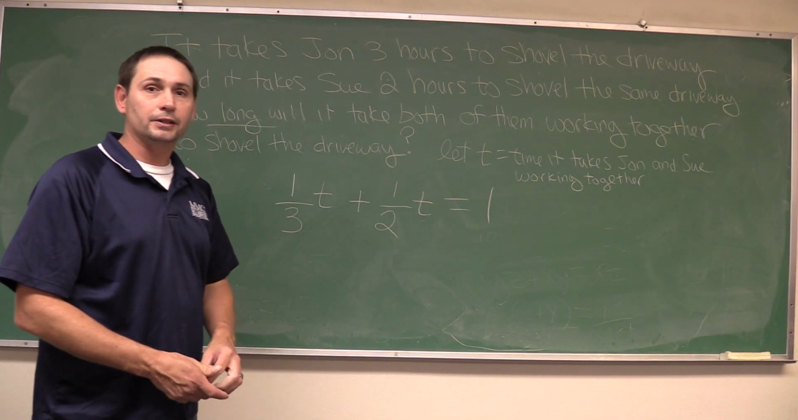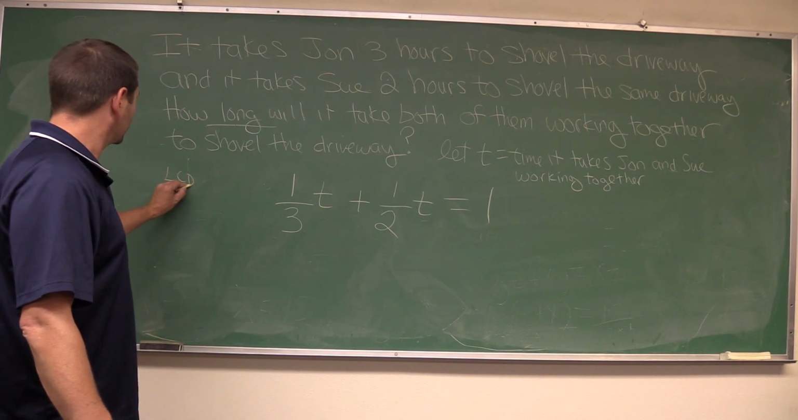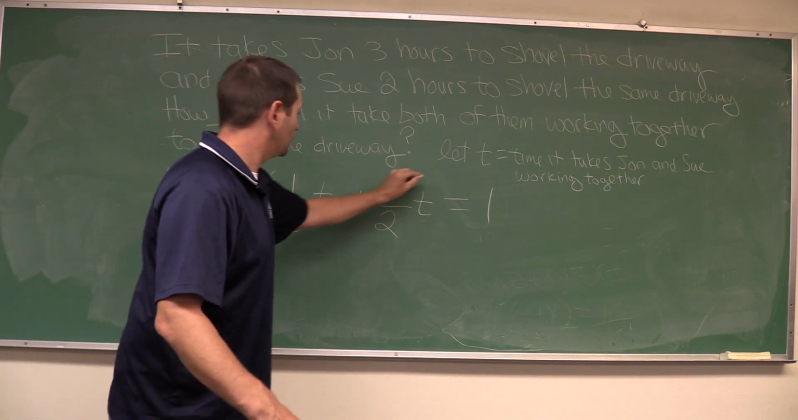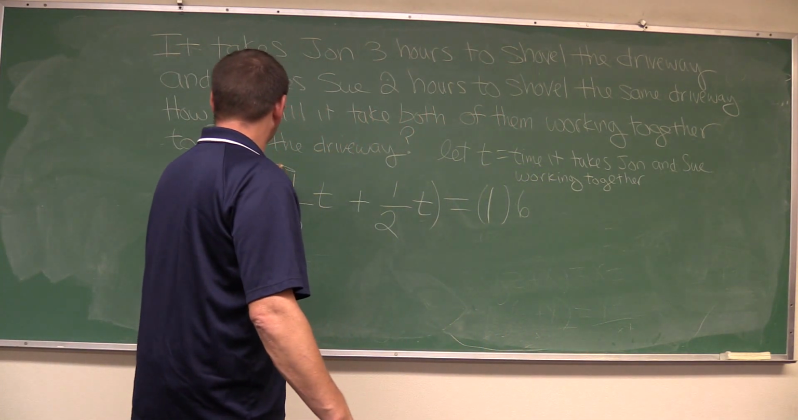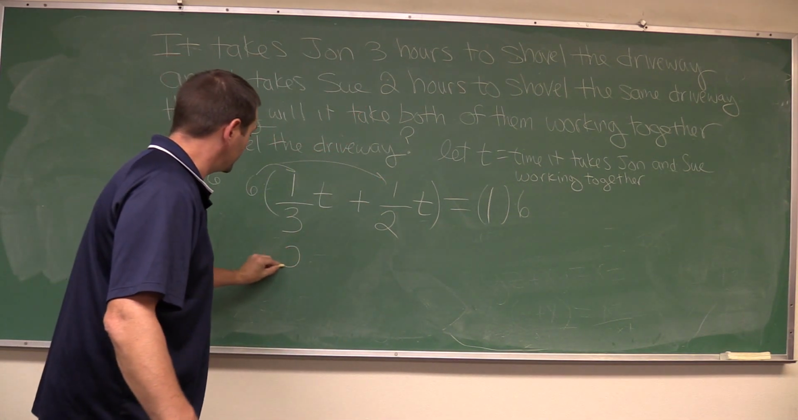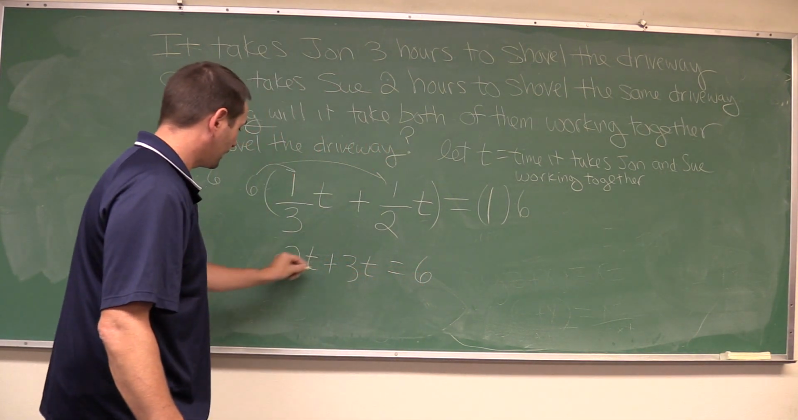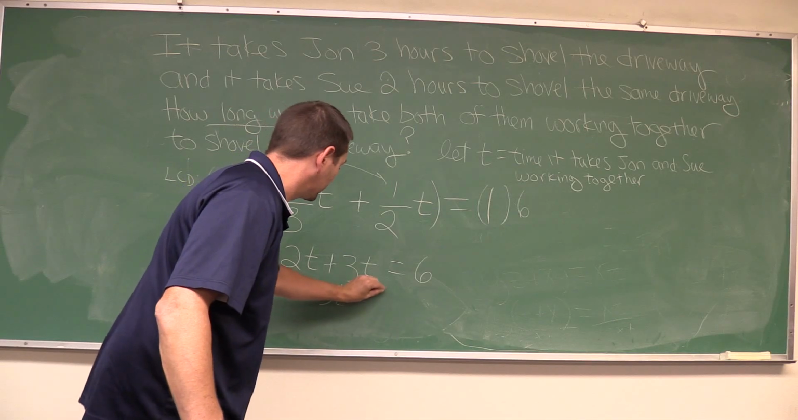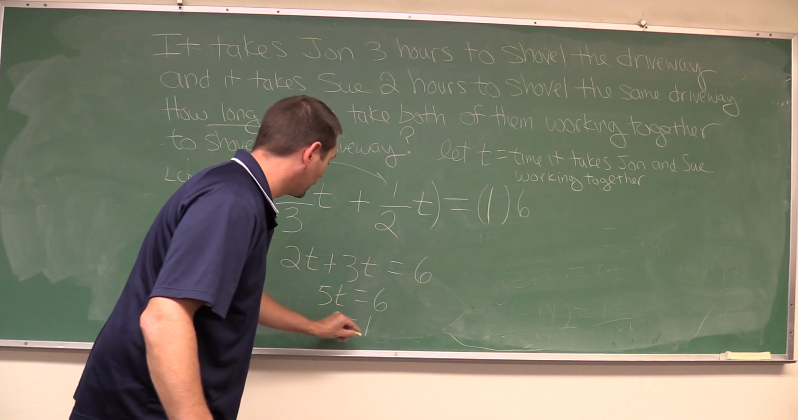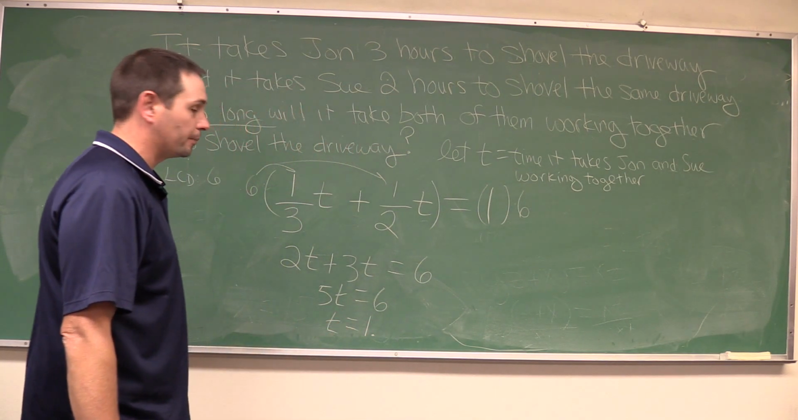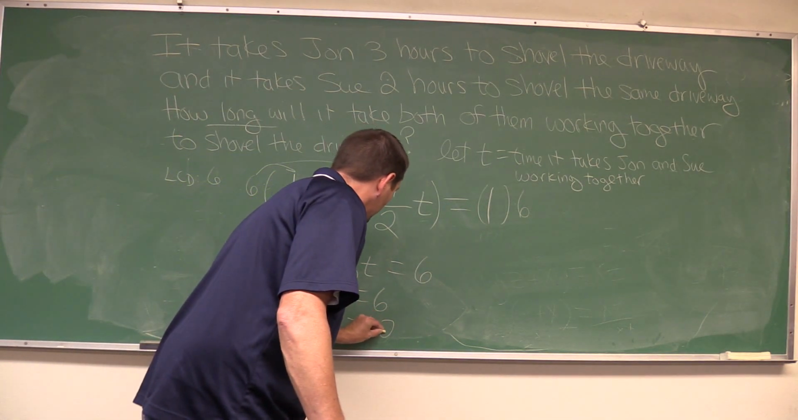Now I can solve for T by basically multiplying both sides by the LCD. The LCD in this case, we can see is going to be 6. So we will multiply this side by 6 and this side by 6. Distribute it through to both, and I should get 2T plus 3T equals 6. Combine your like terms, 5T equals 6, divide by 5. T is going to equal 6/5, or 1 1/5. In the story problem scenario, it'd probably be best to say it in decimal form, might make more sense. So I would say 1.2 hours.